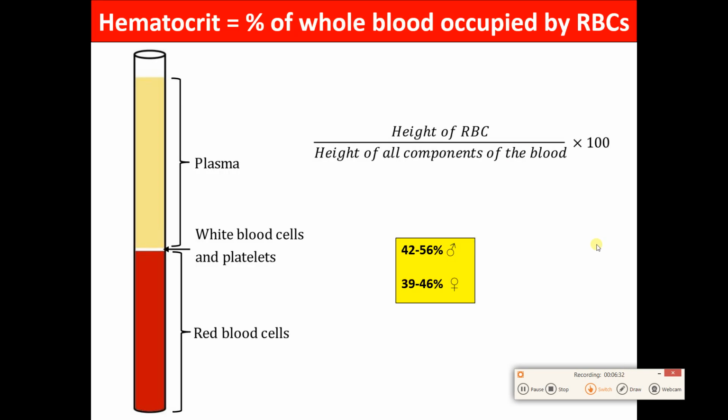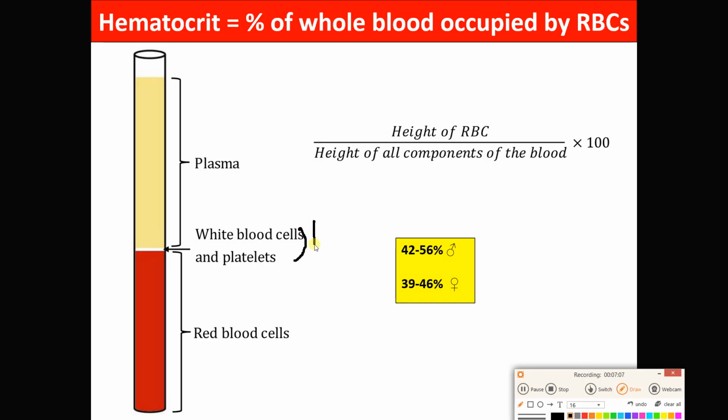Speaking of red blood cells and their levels and their production, there is a way to numerically measure it. It's called the hematocrit. Hemato means blood, crit means measurement, and it is the percentage of whole blood occupied by red blood cells. Notice that we have centrifuged some blood, giving us plasma, red blood cells, and that buffy coat. Remember that buffy coat? The white blood cells and the platelets are called the buffy coat.